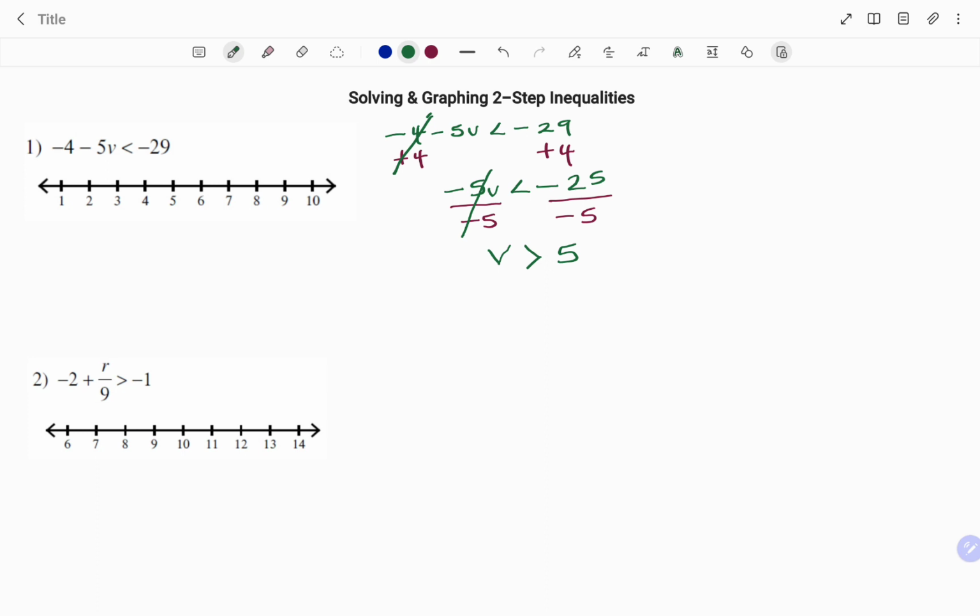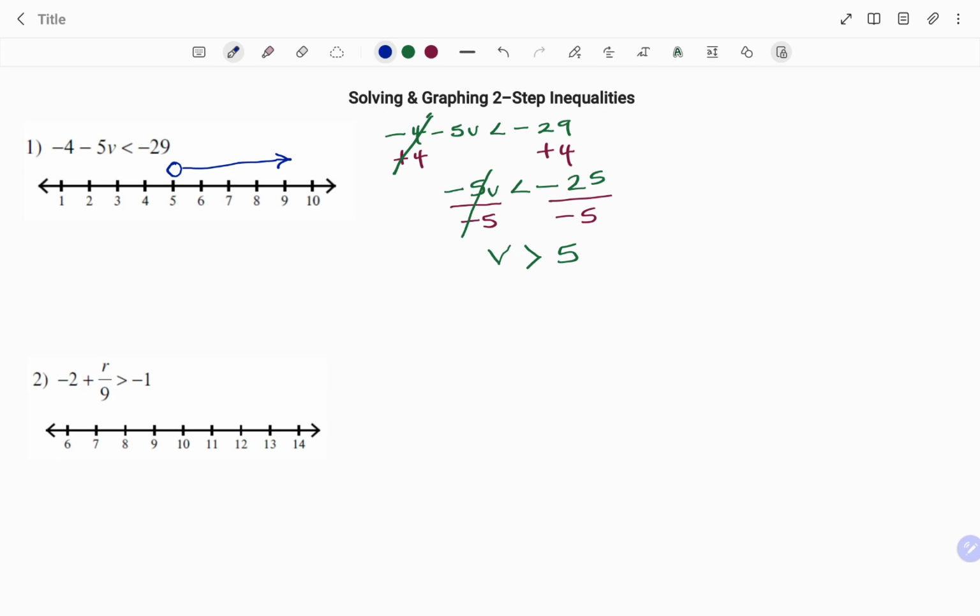And to plot this on my graph, I have that as the value of v is greater than 5. But 5 is not included, so on my 5, I'm going to have an open circle, not a filled one because the inequality sign is missing the equal sign, and the value is greater than 5. So I have my arrow in the positive right direction.